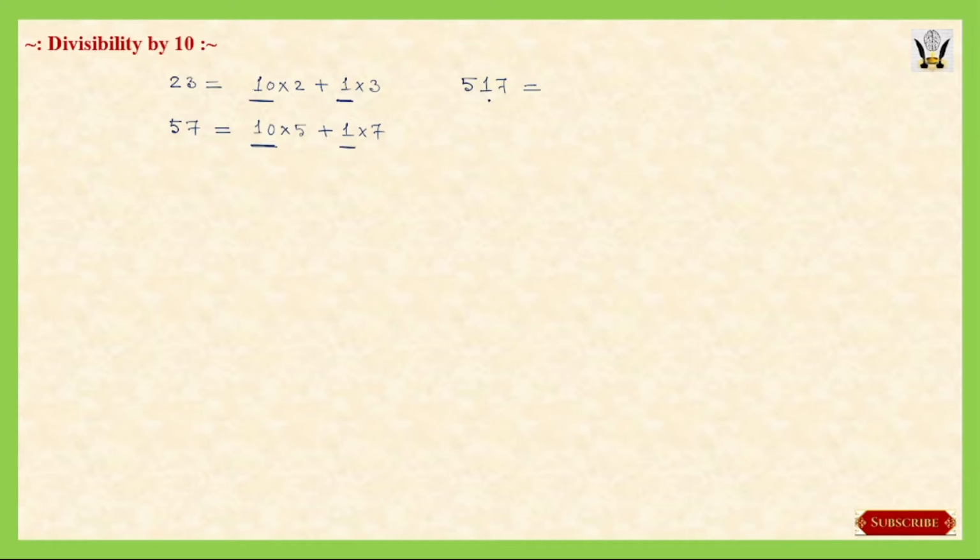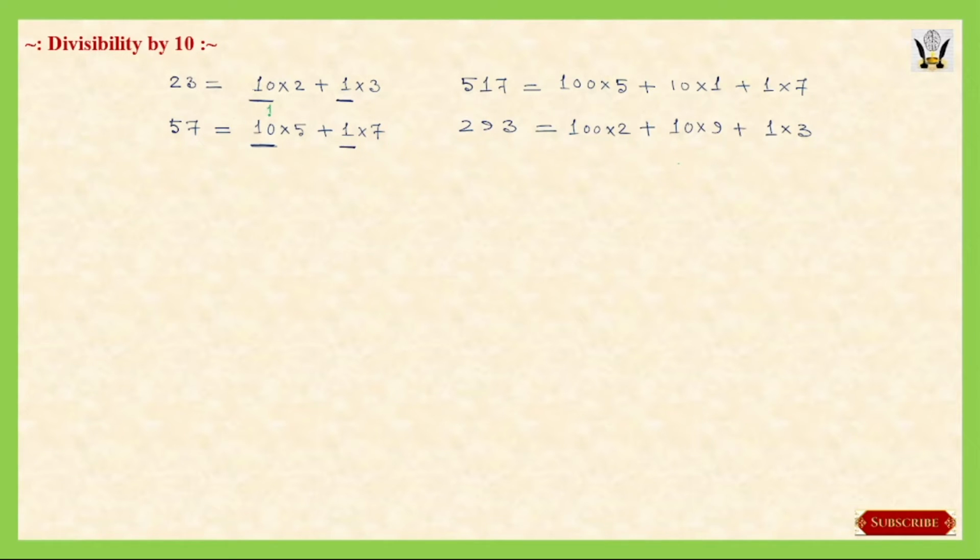Since it is a three-digit number, we have to consider the hundreds place also. So at hundreds place it will be 100 multiplied by 5, then at tens place it will be 10 multiplied by 1, and at units place it will be 1 multiplied by 7. Suppose we have 293, then how can it be written? At units place it will be 3, then at tens place it will be 9, then they will be added, then at hundreds place it will be 100 multiplied by 2, then it will be added. So this is how we can express a number in its expanded form.